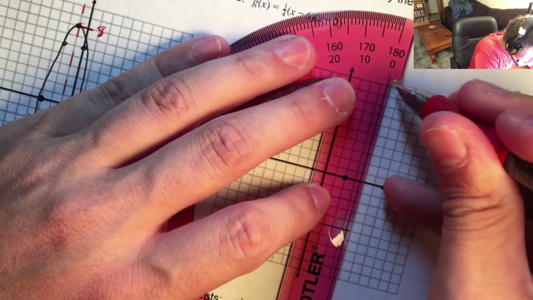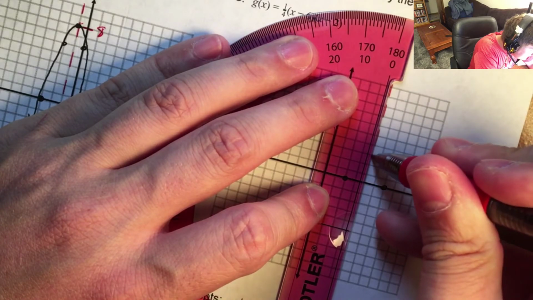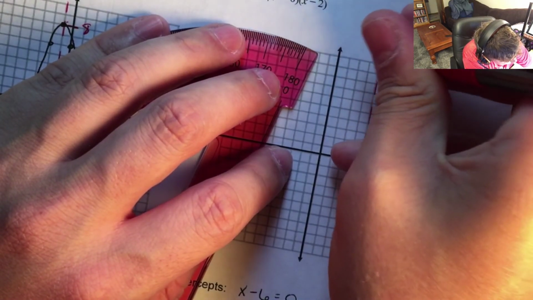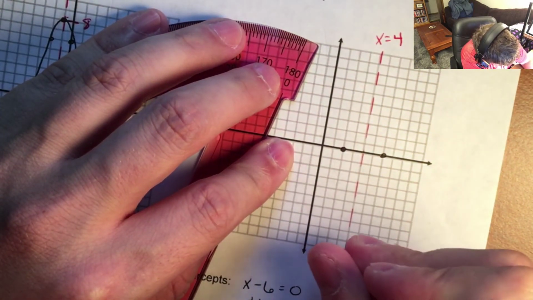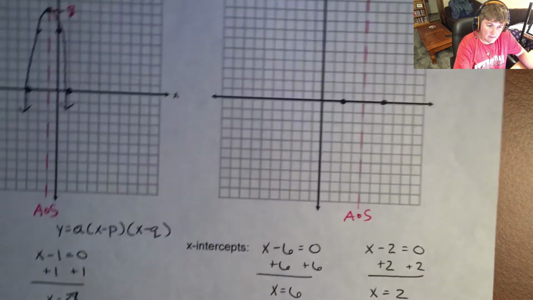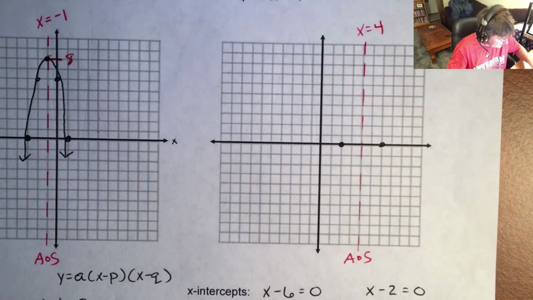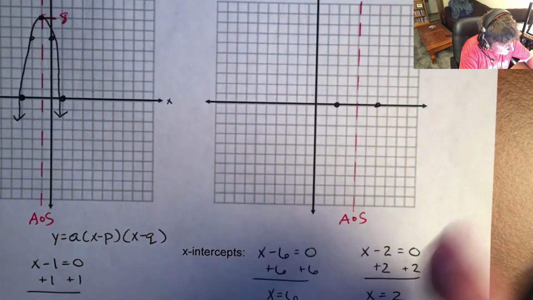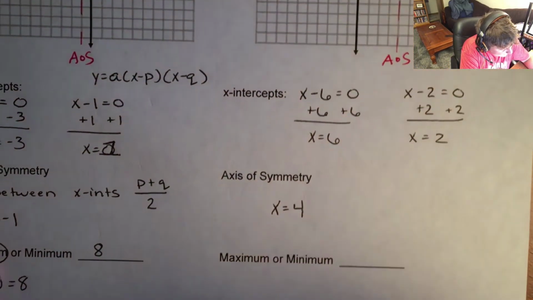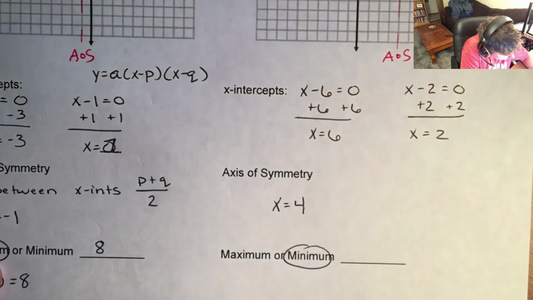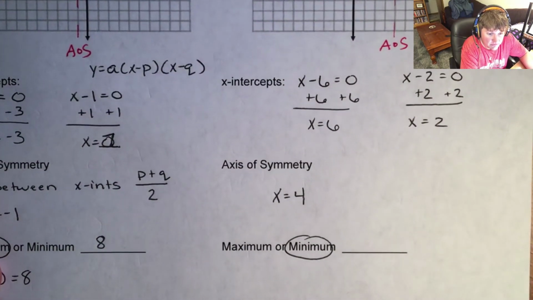Alrighty, trying to get a nice neat line here. Okay, so this is x is equal to 4, which is my axis of symmetry. Okay, that's what the graph looks like. Let's keep moving on. I know that this opens up because my a value is 1/4, which is a positive number, so it's going to be a minimum.